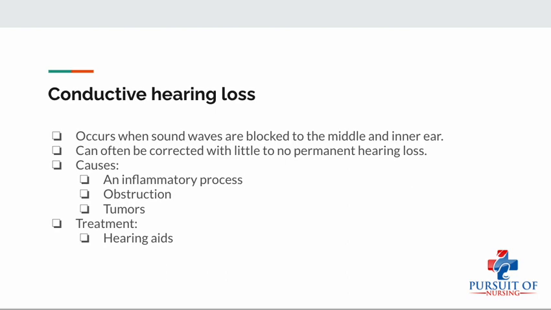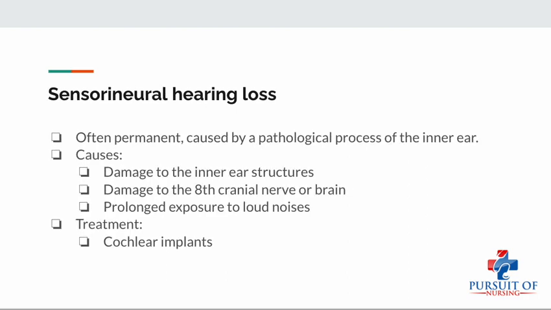Again, conductive hearing loss is caused by a physical obstruction that's interfering with the transmission of sound waves, as opposed to sensorineural hearing loss, which is often permanent and caused by a pathological process of the inner ear. Causes include damage to the inner ear structures, damage to the 8th cranial nerve or the brain, and prolonged exposure to loud noises. The treatment will be cochlear implants.